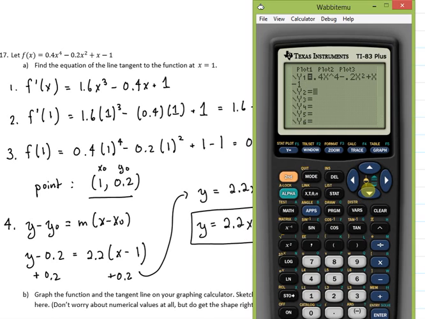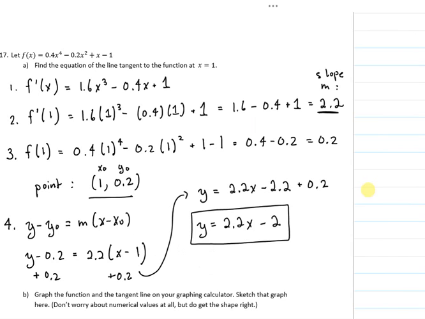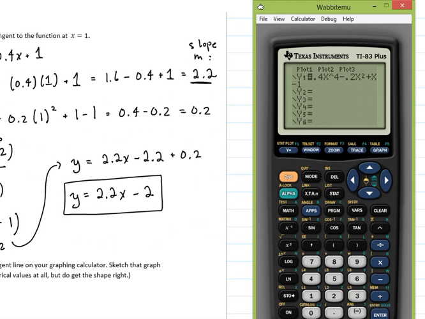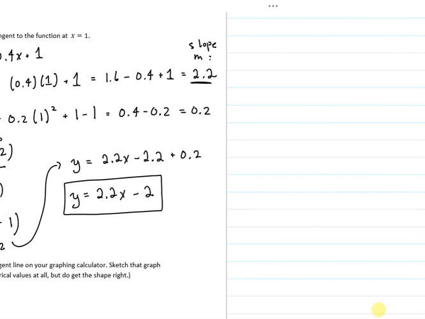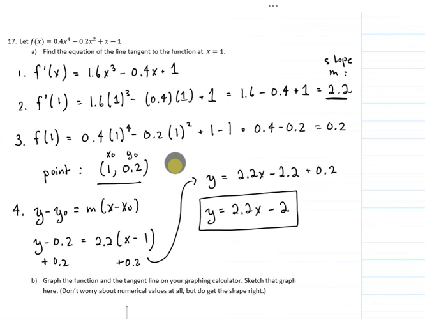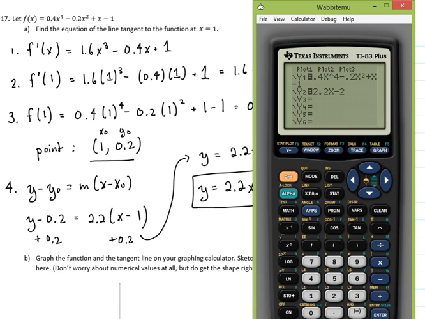And now I want to put in my tangent line. That's 2.2x minus 2. Just make sure that's all right. It's good to me, and I'm going to click Graph. Hope for the best. There's my function. There's my tangent line. Alright, that's plenty of precision for drawing.